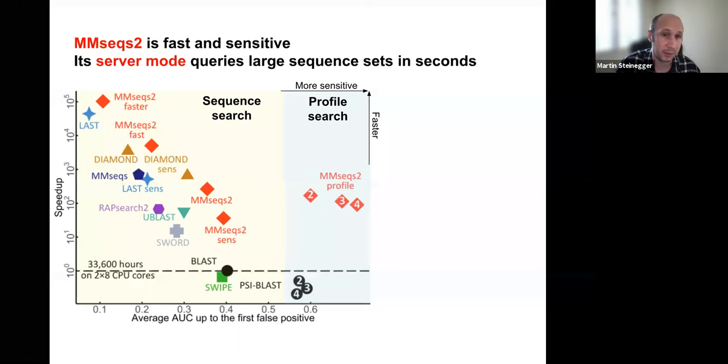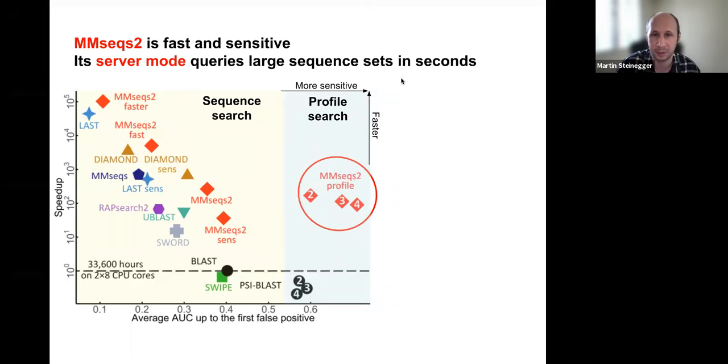And you can see that MMseqs can be, I think, around 300 to 400 times faster than PSI-BLAST while being even more sensitive than PSI-BLAST. And there's no other method in that segment that can really keep up with it.